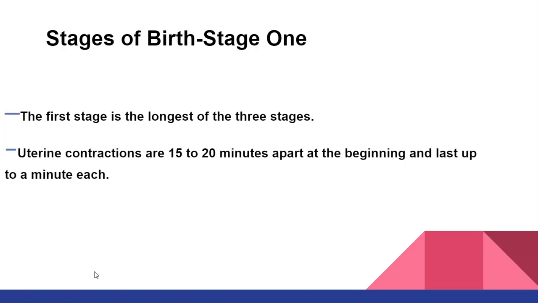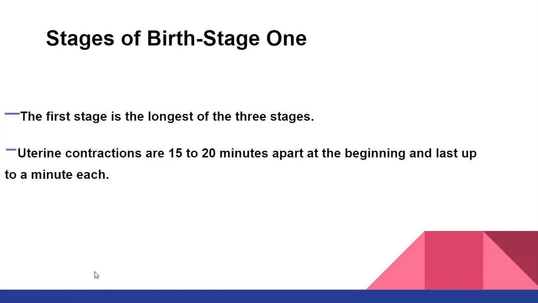During stage 1, of course, when a lot of people think about giving birth, they think about contractions. And so the beginning of stage 1 starts with uterine contractions. At the beginning, contractions are usually 15 to 20 minutes apart, and they can last up to a minute each time that it occurs. As the first stage progresses, that is when contractions get closer together, and they may come every 2 to 5 minutes.